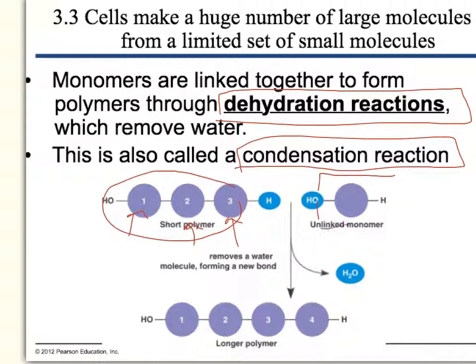And we want to add this single monomer over here. In order to do that, because again, elements can only form so many bonds, we're going to have to remove and break some bonds in order to get these 2 to hook up. So when we do that, we're going to actually pull out a molecule of water. And that is why it is called dehydration, because we're pulling water out of that molecule.